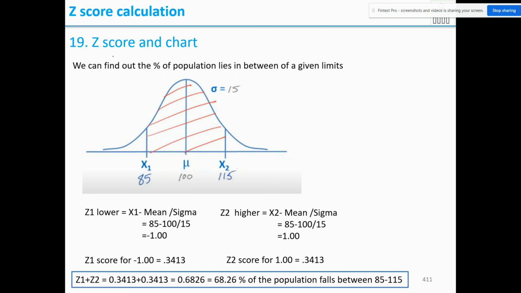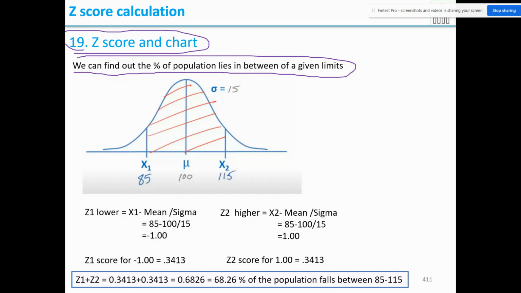They kept the name z-score chart, or you can call it a score chart or whatever you like. So they have given a z-score chart, and we can find out the percentage of population that lies between given limits.